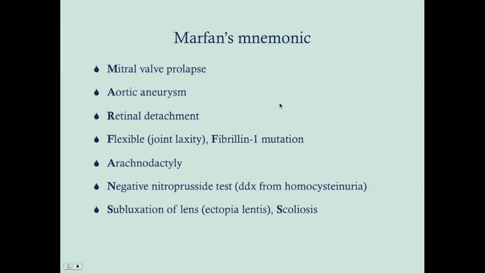A mnemonic for Marfan syndrome can be remembered by just remembering the letters in the word Marfan's. So mitral valve prolapse, aortic aneurysm, retinal detachment. F means flexible or joint laxity, as well as the fibrillin 1 mutation. Arachnodactyly, negative nitroprusside test, not a common test to be done, but this can be done to differentiate it from homocystinuria. And then subluxation of the lens and scoliosis.